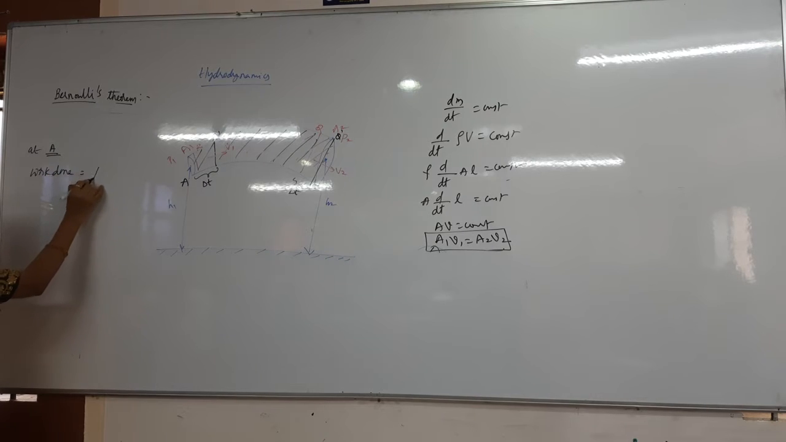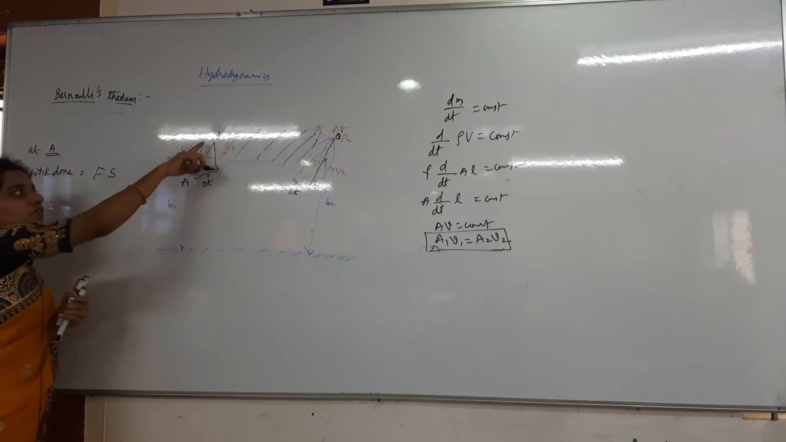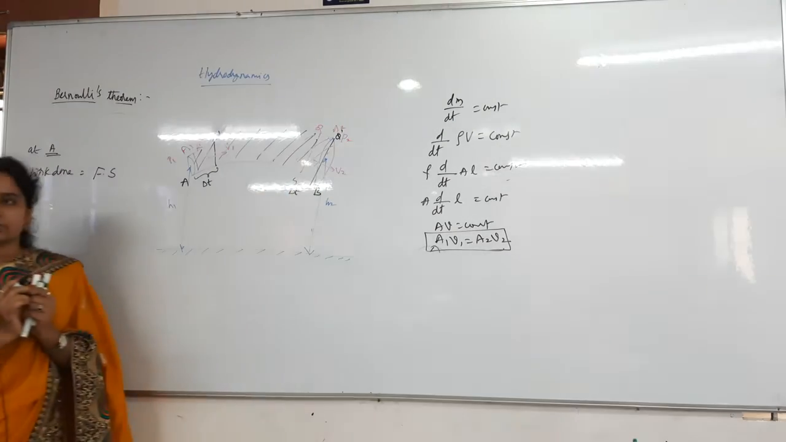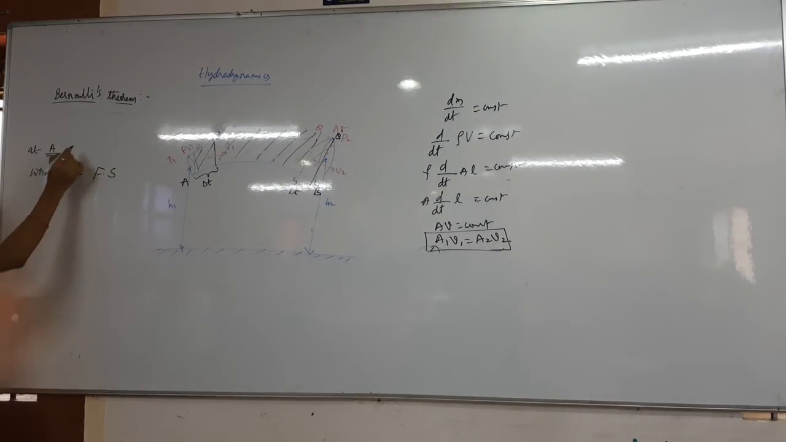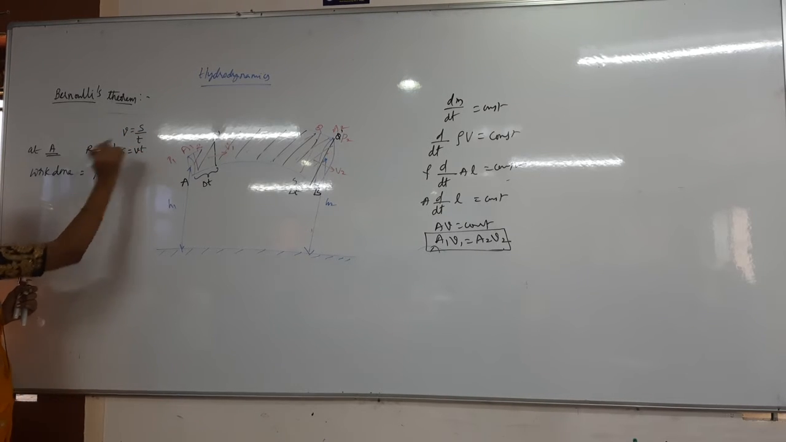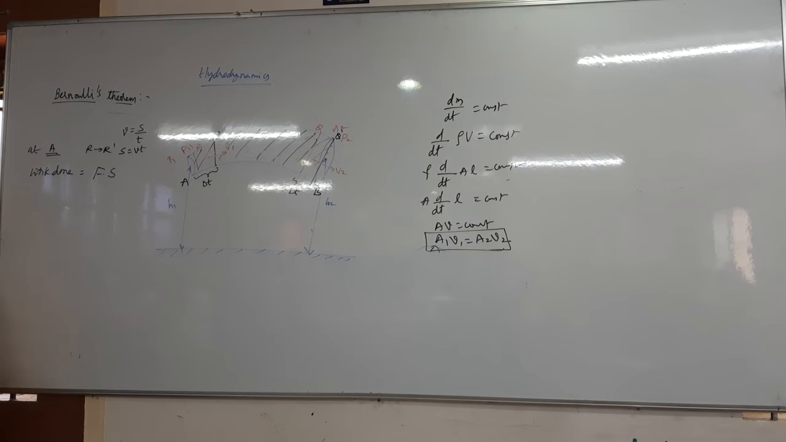Work done is equal to force into displacement. How much displacement is made? R to R dash at A, Q to Q dash at B. So at A, first of all, it is moving from R to R dash. That is the displacement we made. Velocity is equal to displacement by time, so displacement is equal to velocity into time.